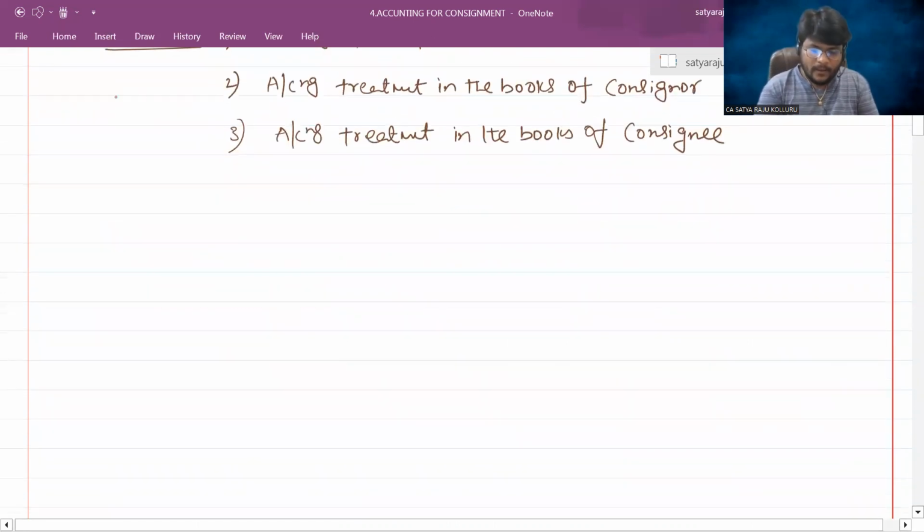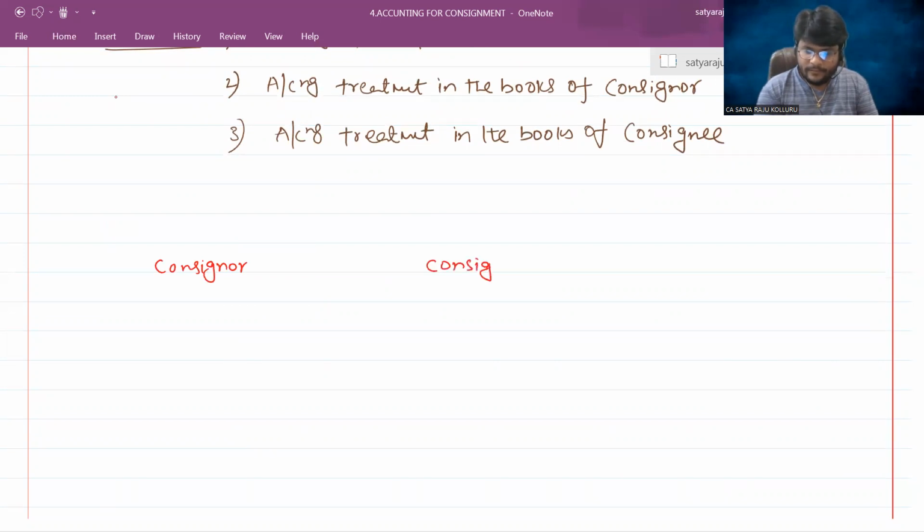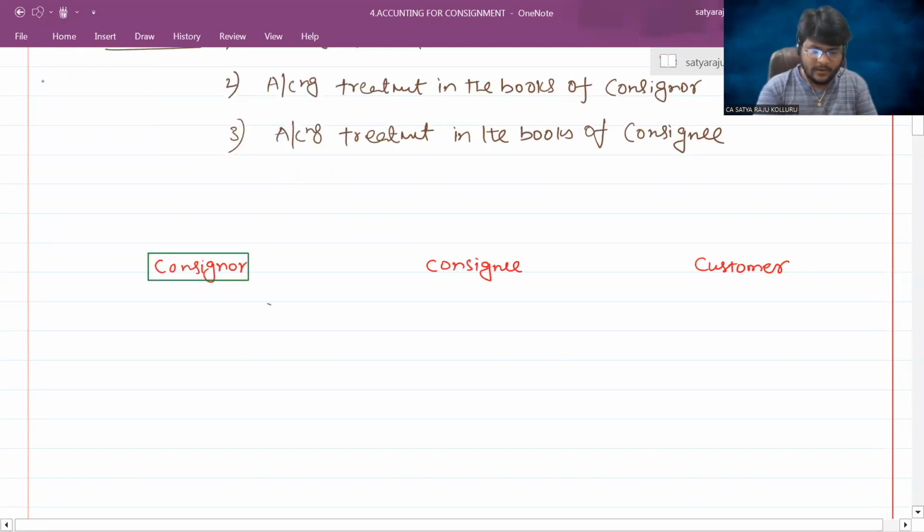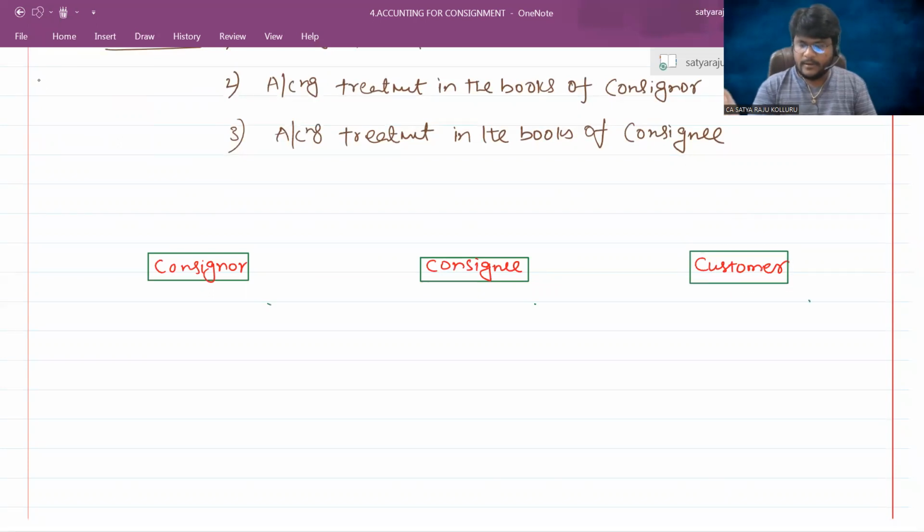Here the consignor exists. Here the consignee exists. Here the customer exists. Total three parties, no? Here is the consignor, consignee, customer. Concentrate, all of you. Sir, even I'm not touching any single line in our material. Still, we are discussing something related to consignment.